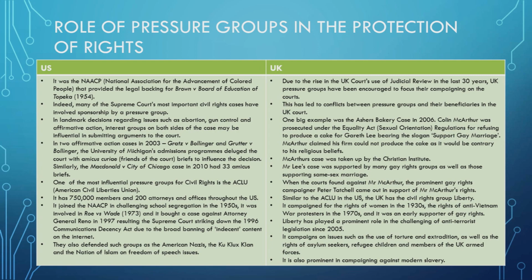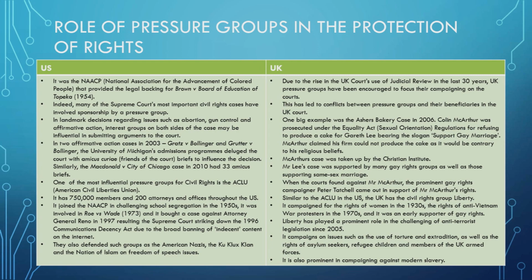In the UK, due to the rise in the use of judicial review in the last 30 years, pressure groups have been encouraged to focus their campaigning in the courts, and this has led to conflicts between pressure groups and their beneficiaries in the UK courts as well. There's one big example that I like to point you towards, and that's the Asher's Bakery case in 2006.